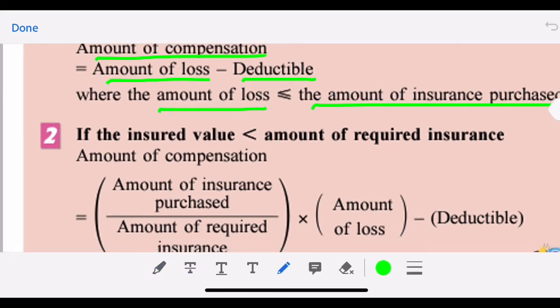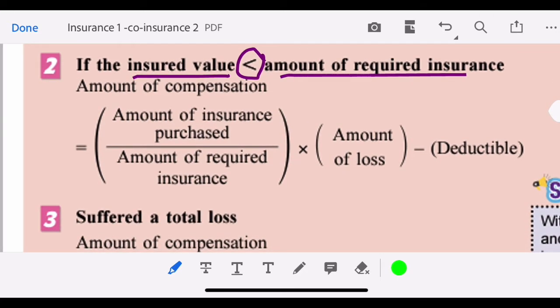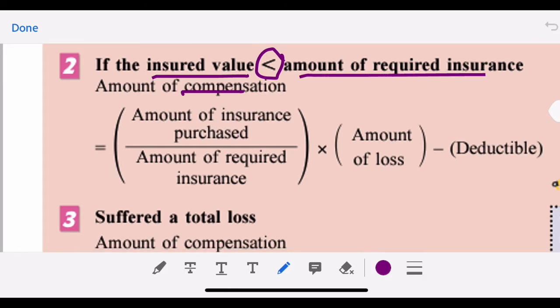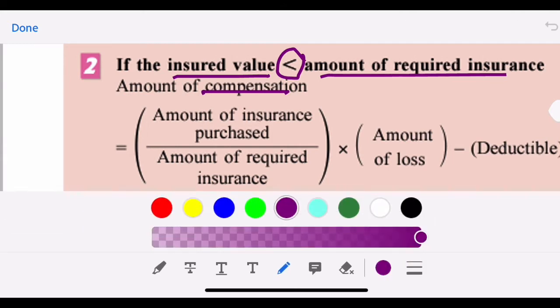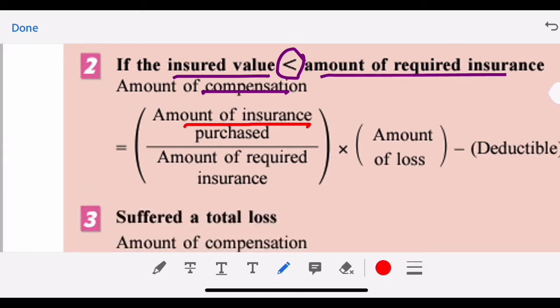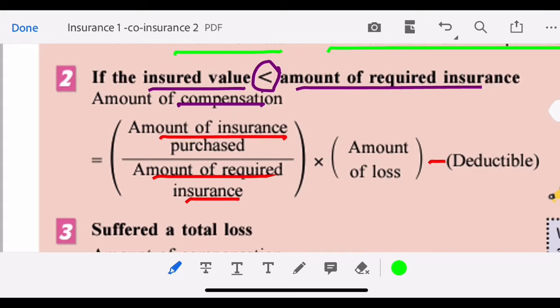For the second one, the insured value is less than the amount of required insurance. To calculate the amount of compensation, it is the amount of insurance purchased over the amount of required insurance, times the amount of loss minus the deductible. That is how you calculate the compensation.